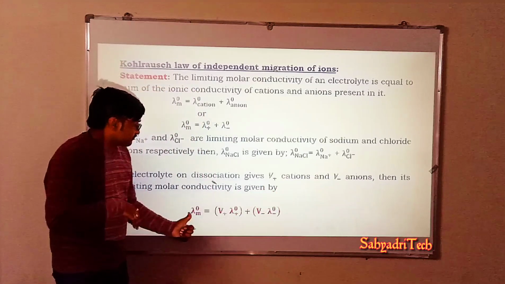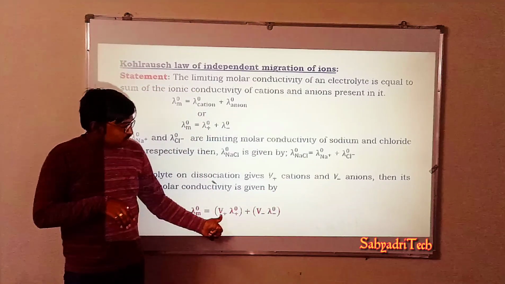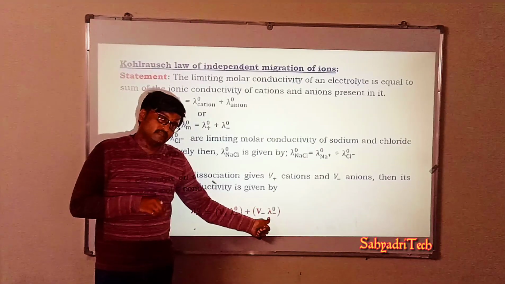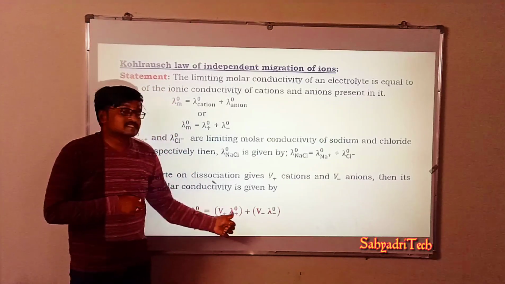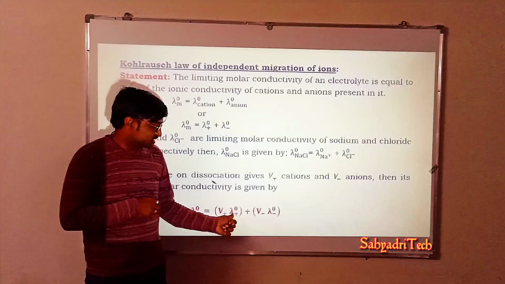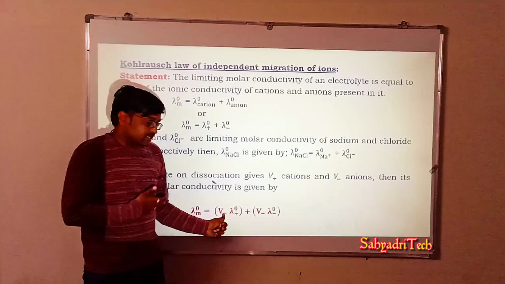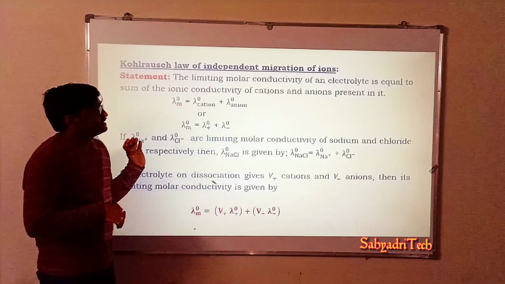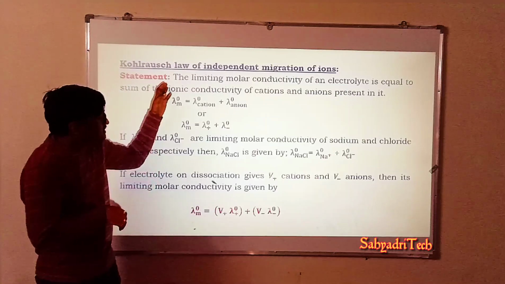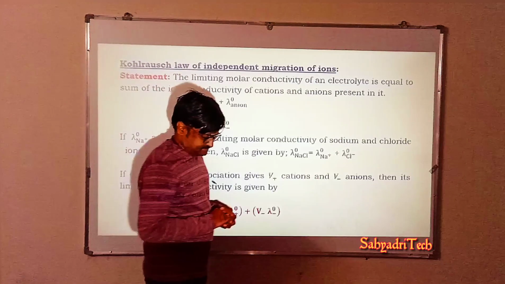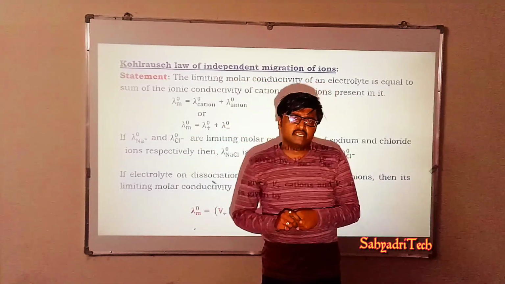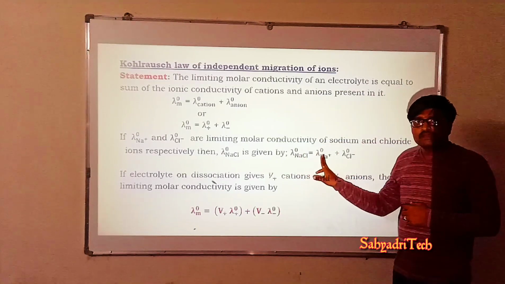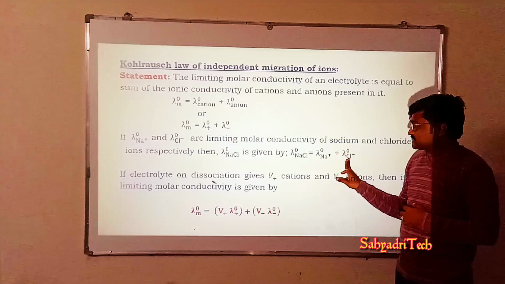So the updated form will be lambda naught m is equal to v plus into lambda naught plus, plus v minus into lambda naught minus. Here the signs indicate cation and anion. The positive sign indicates the cation, and the negative sign indicates the anion. For example, if I want to determine the lambda naught of NaCl, as per the definition, sodium chloride splits into Na plus and Cl minus. Therefore, lambda naught of NaCl is equal to lambda naught of Na plus plus lambda naught of Cl minus.